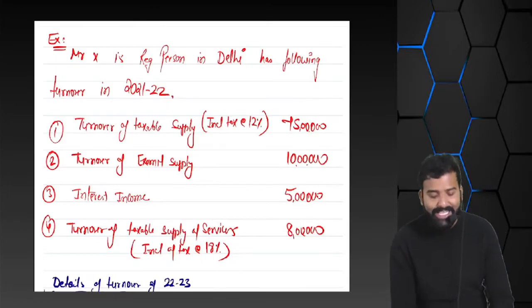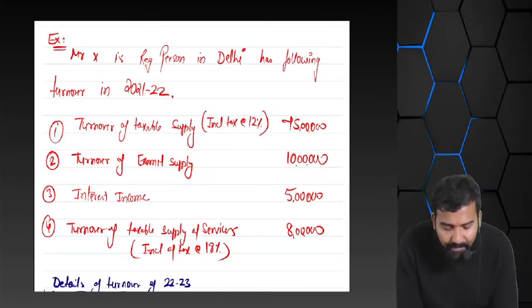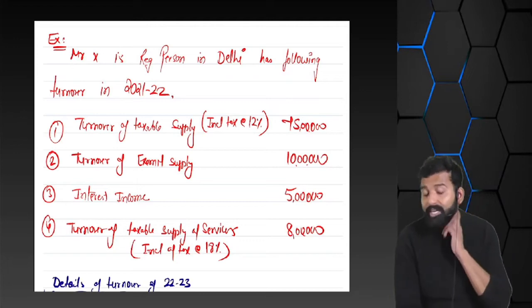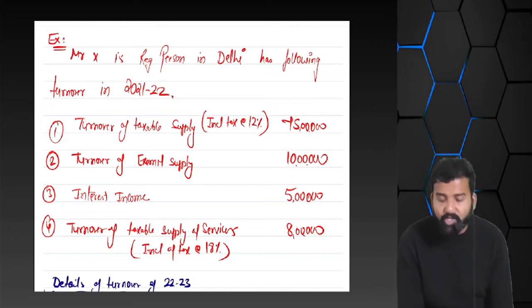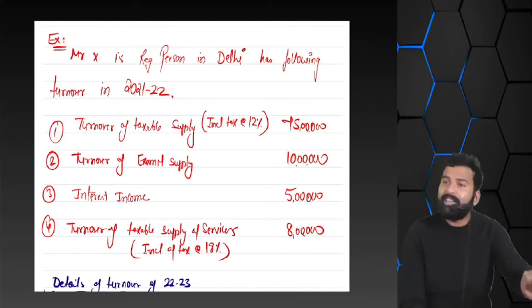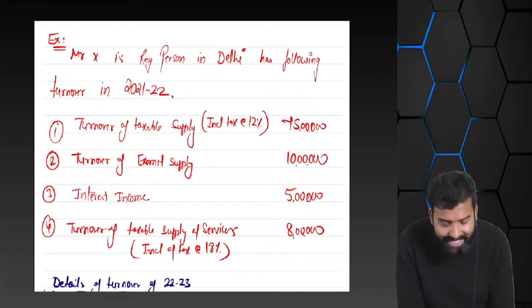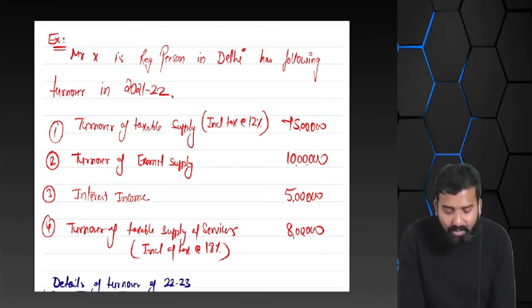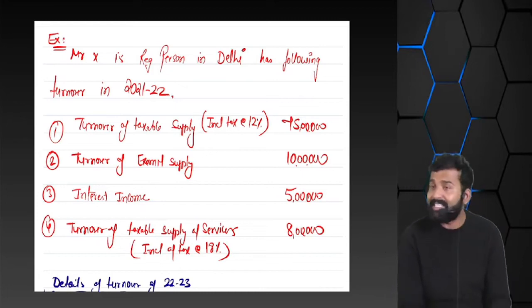I am showing you an example. Mr. X is a registered person in Delhi and he has the following turnover in 21-22, which is basically the previous year. Turnover of taxable supply, including GST of 12%, is 75 lakh. Turnover of exempt supply is 10 lakh. Interest income is 5 lakh, and turnover of taxable supply of services, inclusive of GST of 18%, is 8 lakh.